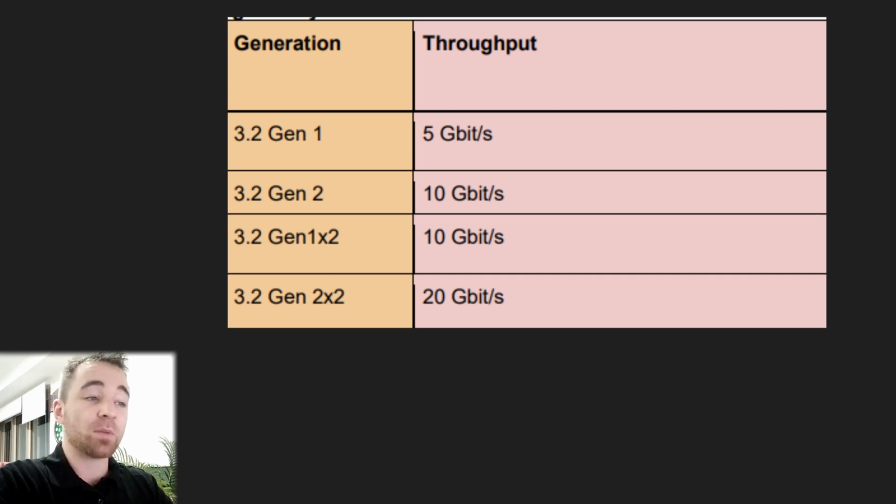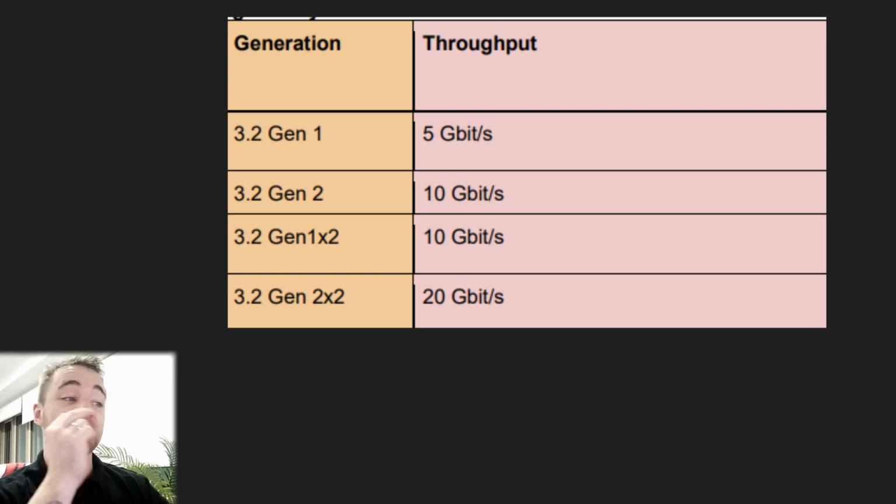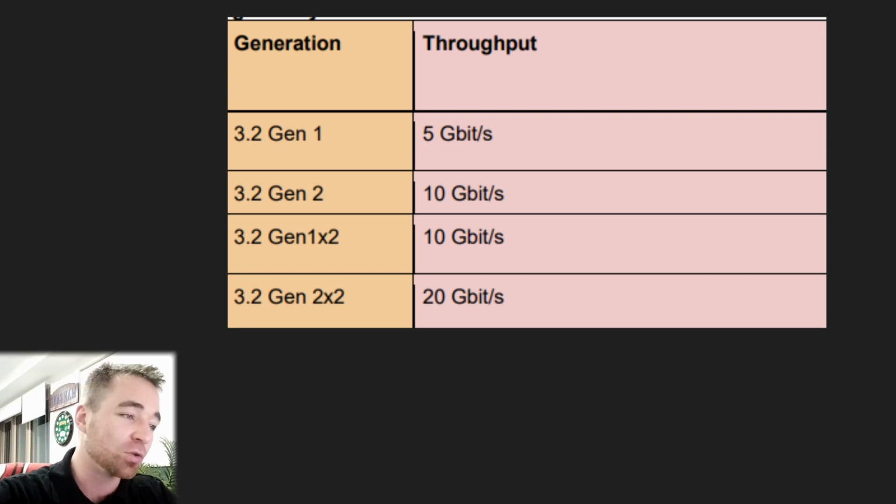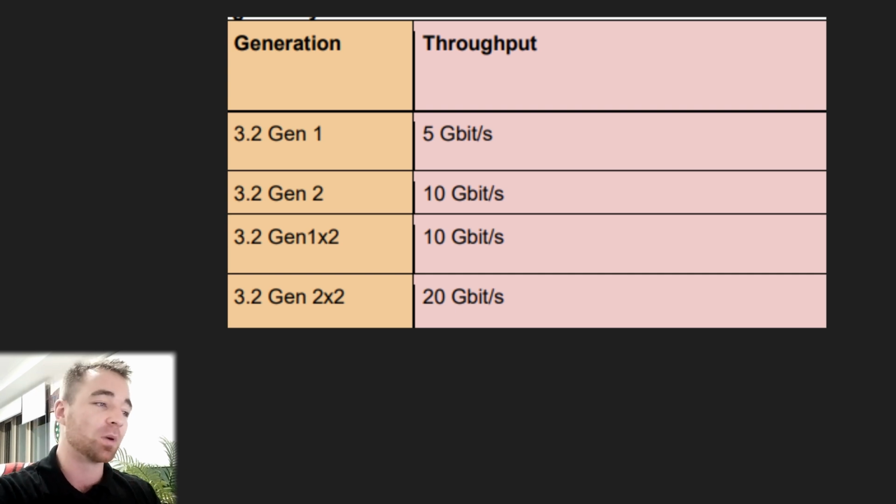3.2 Gen 2 has a throughput of 10 gigabits per second. USB 3.2 Gen 1 times 2 has a throughput of 10 gigabits per second, and then USB 3.2 Gen 2 times 2 has a throughput of 20 gigabits per second. You will need to know that. I know it's super annoying, but it is going to be something that we have to try and do.